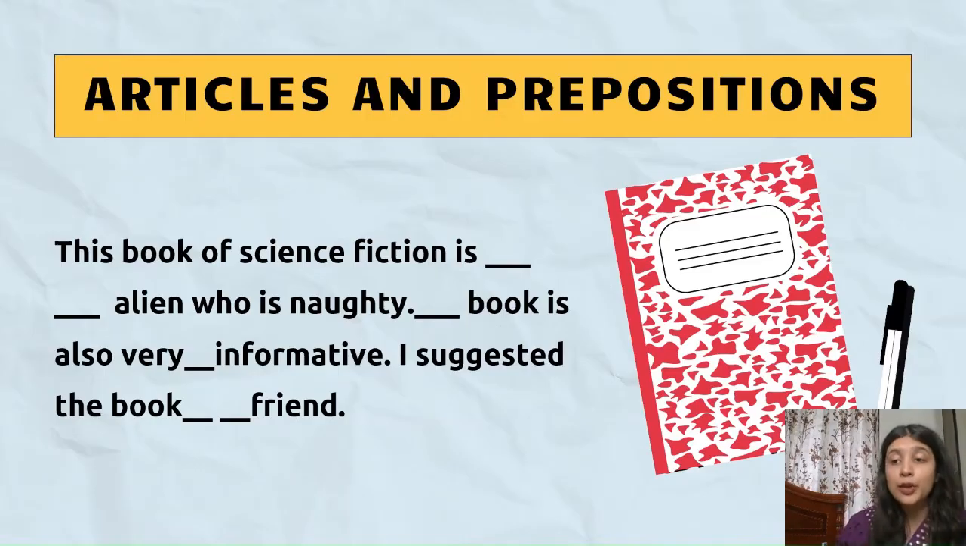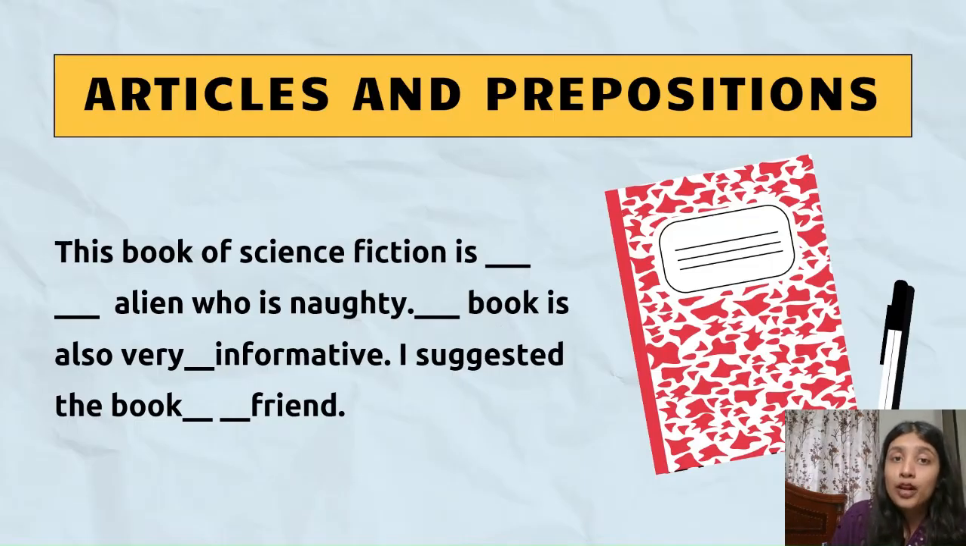The book is also very informative. The is used because it's definite, that book, specific, right? And it is something about which you already know. I suggested the book to a friend. To is used when you have something like direction, giving something like that. That time you use to. A friend: a is used because it is an indefinite singular noun.